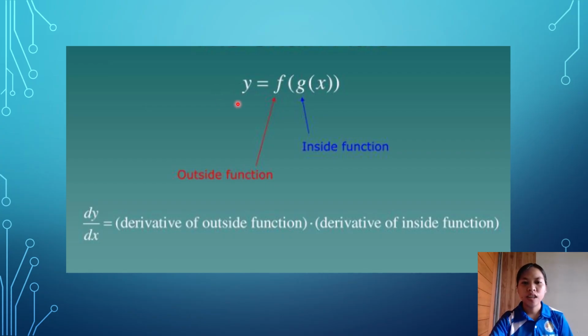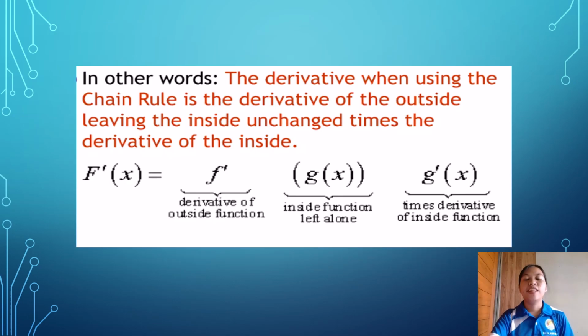So given this function, y is equal to f of g of x, f is our outside function and g of x is our inside function. This means that the derivative of the outside function with respect to the inner function is multiplied by the derivative of the inside function with respect to x. In other words, the derivative when using the chain rule is the derivative of the outside, leaving the inside unchanged, times the derivative of the inside function.